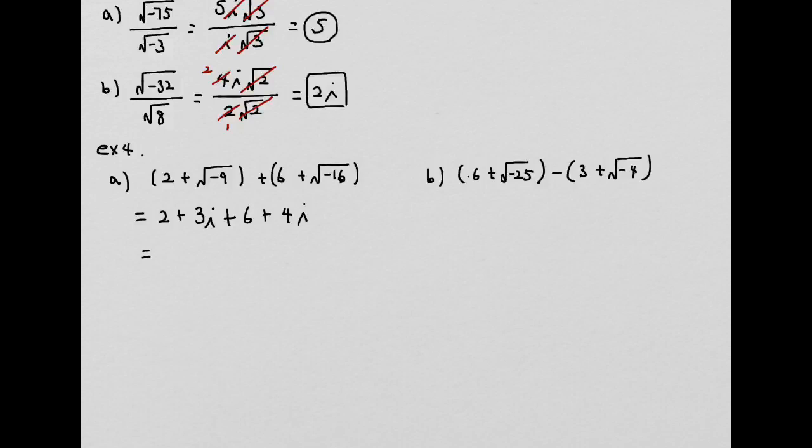Once you simplify it and convert it into imaginary units, now you should be able to combine the like terms. So 2 and 6 you can add. 3i and 4i you can add. So you get 8 plus 7i. And when you're writing it down, don't forget to write it in standard form, which is a plus bi form, right?